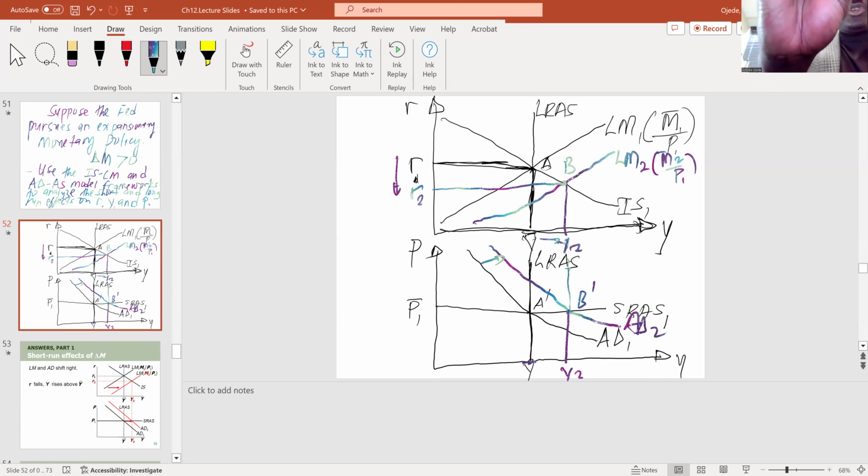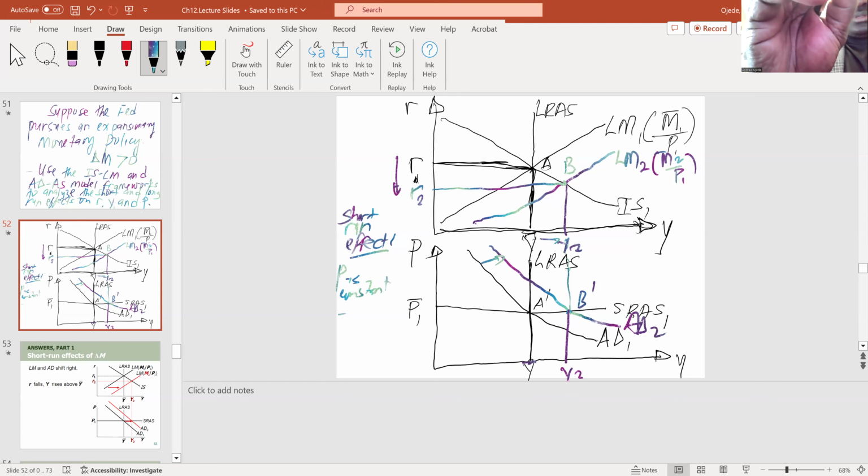You need to document the short run effects. So the short run effects here, you can see clearly P is constant. P doesn't change. The interest rate falls and output Y increases, rises.